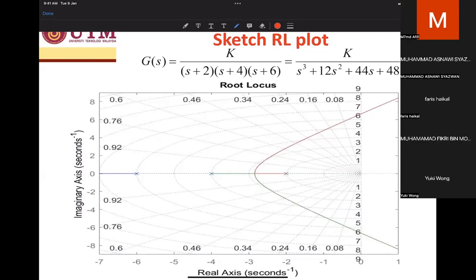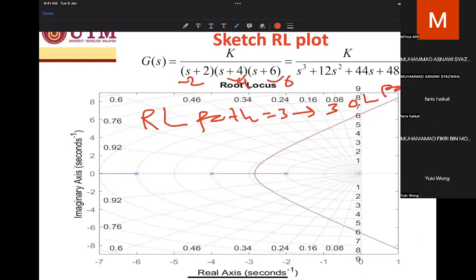Haris Haikal, how many root locus paths in this plot? Three. Why? Because it has three colors. Because it has three open loop poles. Yeah. Okay. Three colors pula. Tak betul jawapan tu.